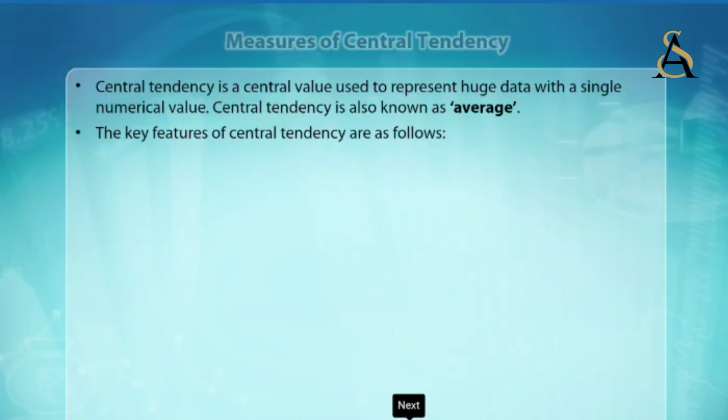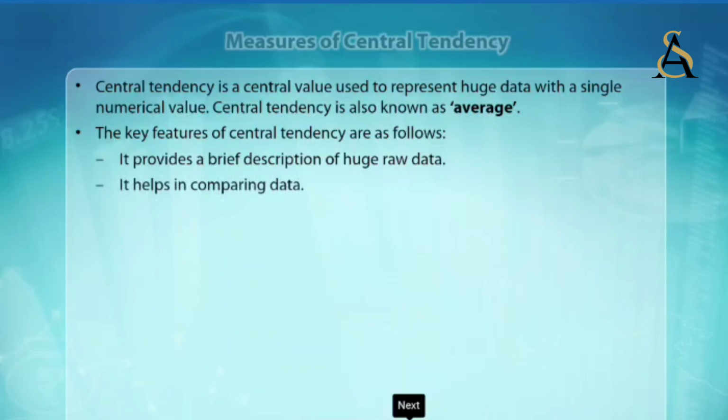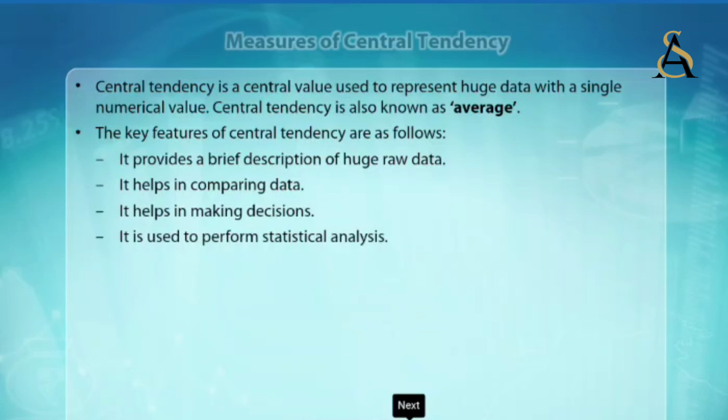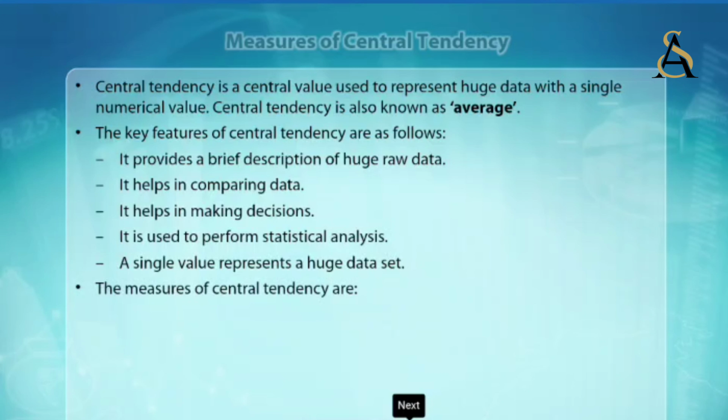The key features of central tendency are as follows. It provides a brief description of huge raw data. It helps in comparing data. It helps in making decisions. It is used to perform statistical analysis. A single value represents a huge data set.